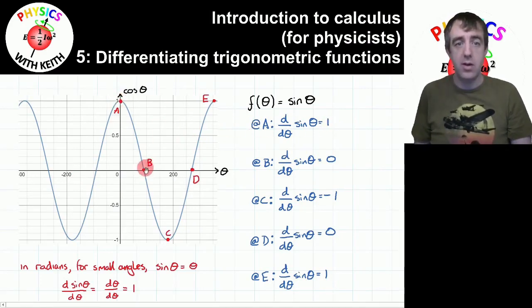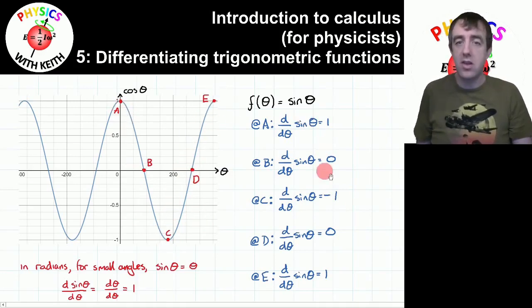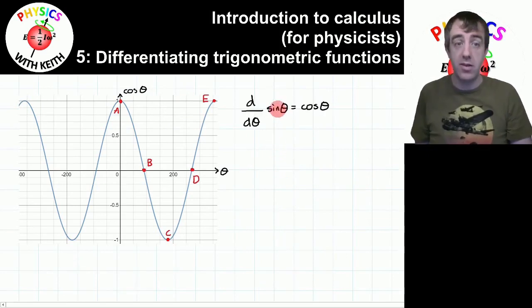We've got the value 1. At point B, we needed the value 0. We've got the value 0. At point C, we needed the value minus 1. We've got minus 1, and so on. So the function that gives us these values is a cosine function. The first derivative of a sine function is a cosine function.